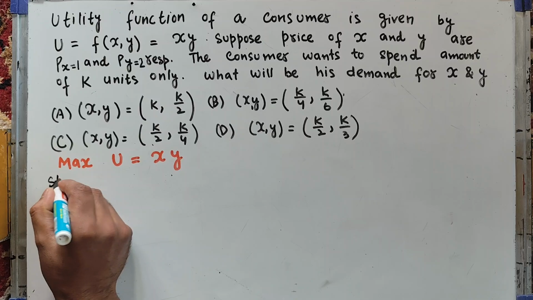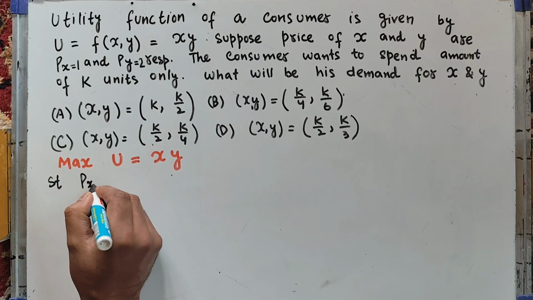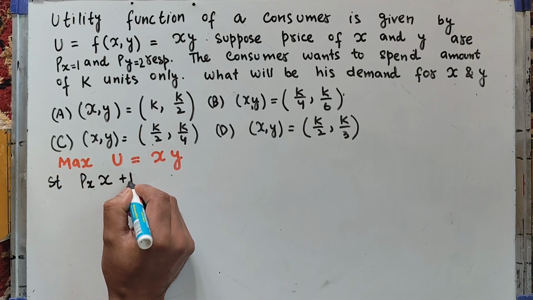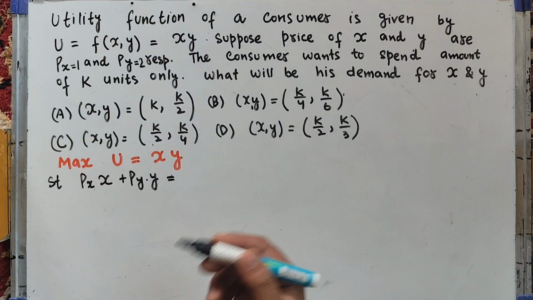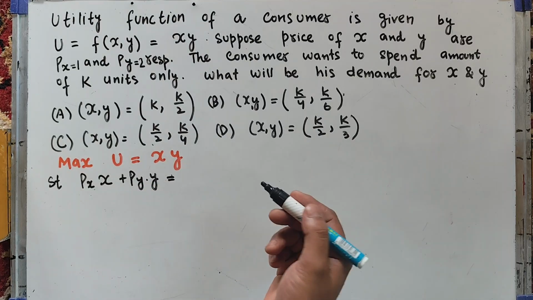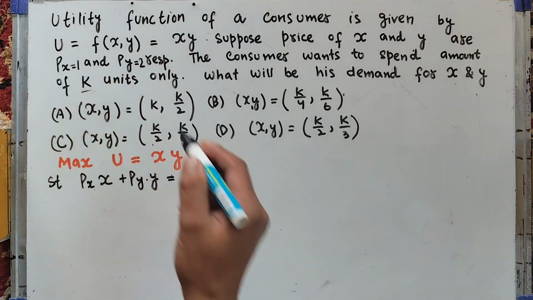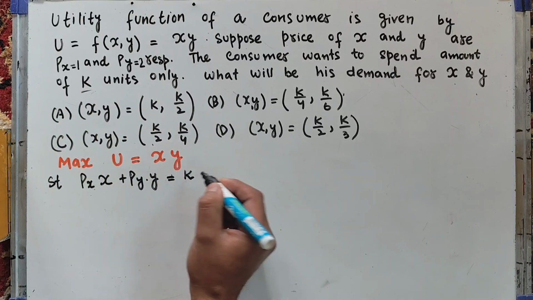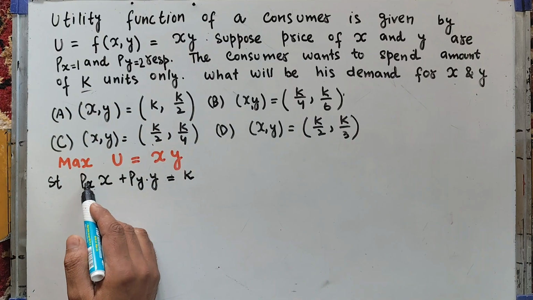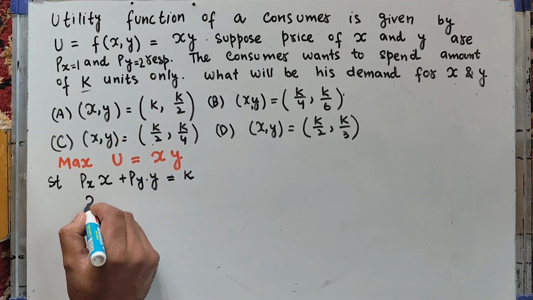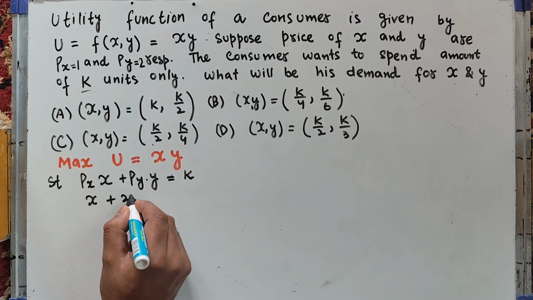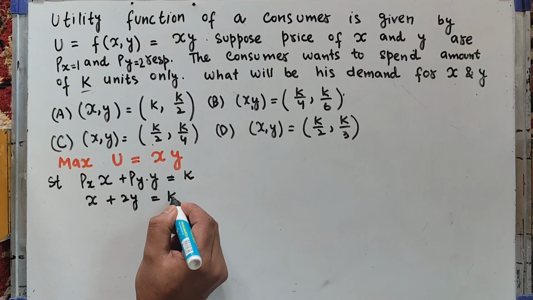And what will be the budget constraint? That will be the price of good x times units of good x plus the price of y times units of good y, and it should be equal to the amount he wants to spend. The amount he wants to spend is k here. Specifically, the price of good x is 1 and the price of good y is 2. So we have x plus 2y equal to k.